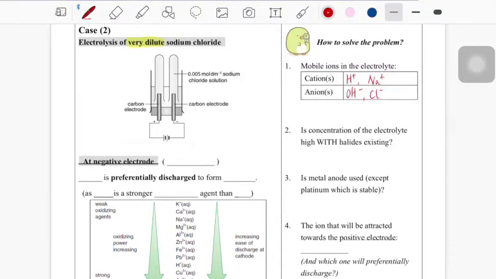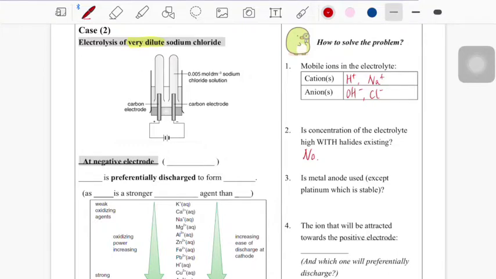Then the second step, we're going to consider, do we have halide ions? So in this case, yes, we have chloride ion. However, we only take into consideration when the halide ions are in high concentration. But this case is very dilute, so around 0.005 molar. So the answer for this question is going to be no, since it has only very low concentration.